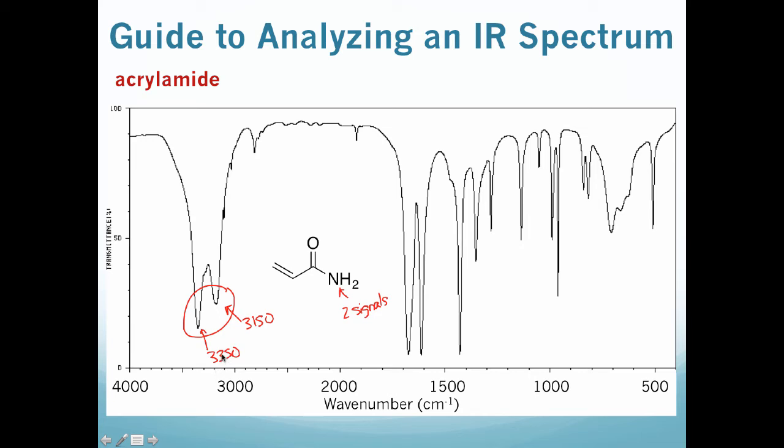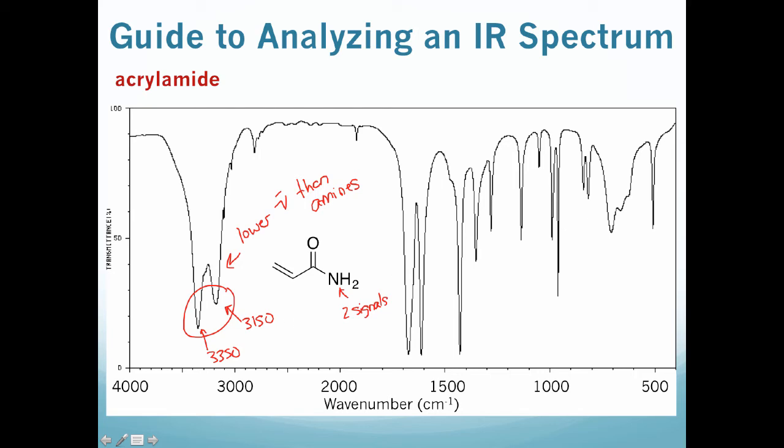Now these are at a slightly lower stretching frequency than what you would see with amines, and that's to be expected with amides. So amide nitrogens, those NH stretches, are at a lower stretching frequency than amines. So that's just something to look out for.